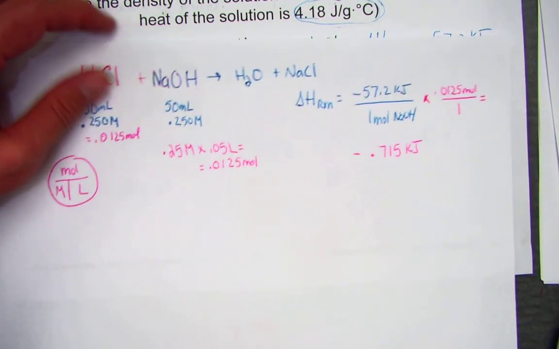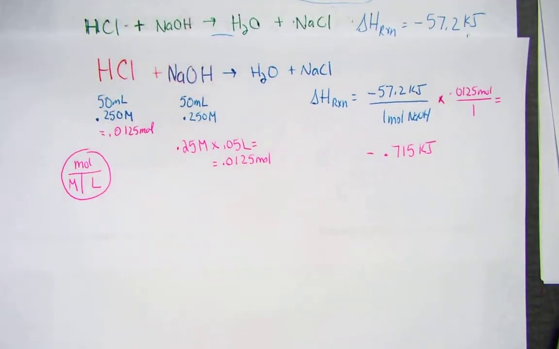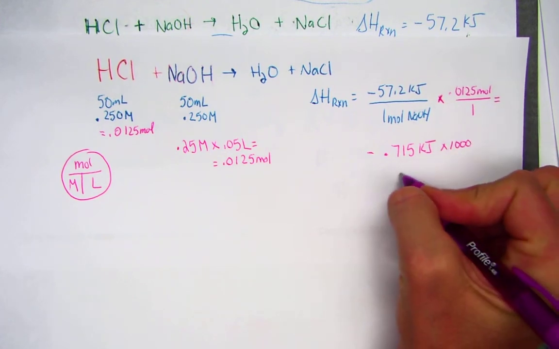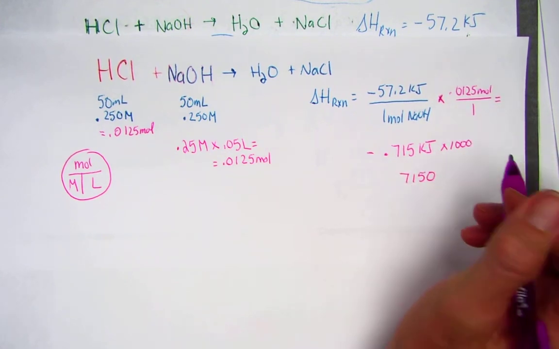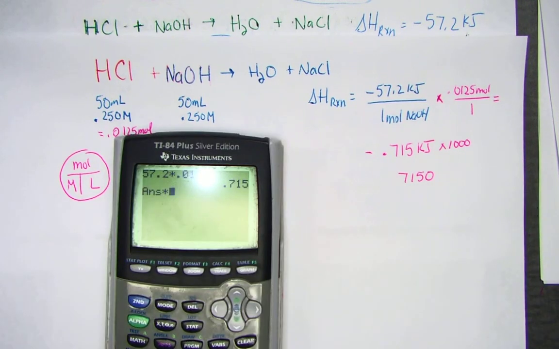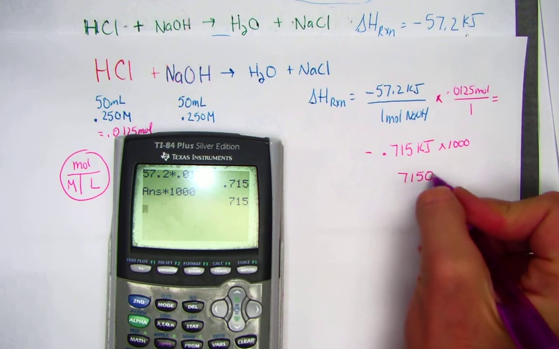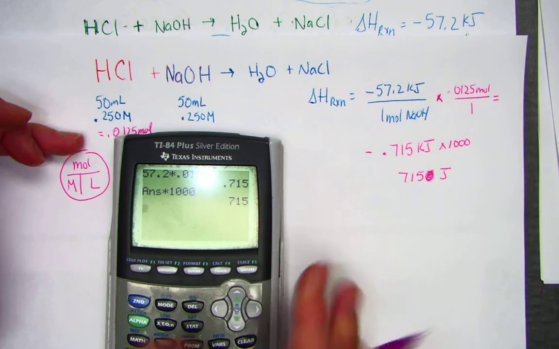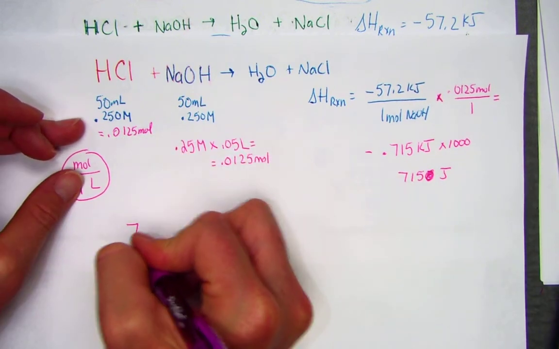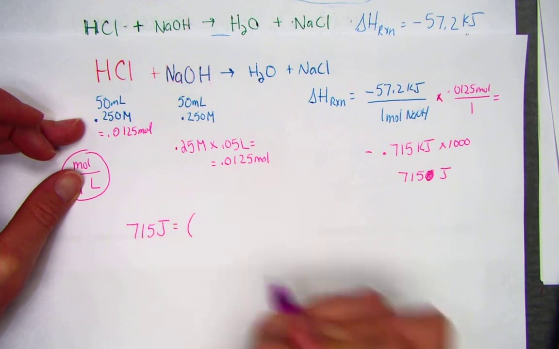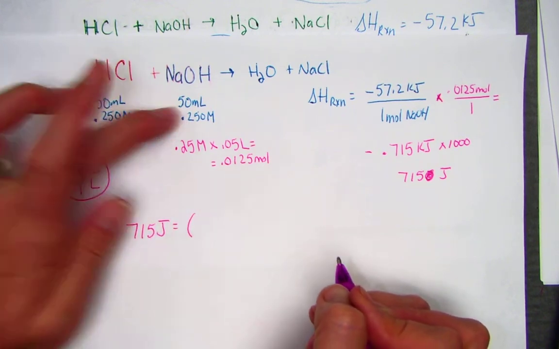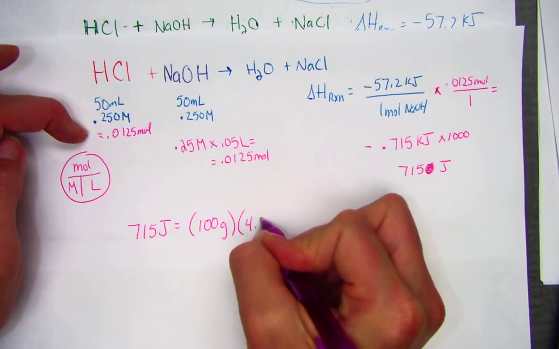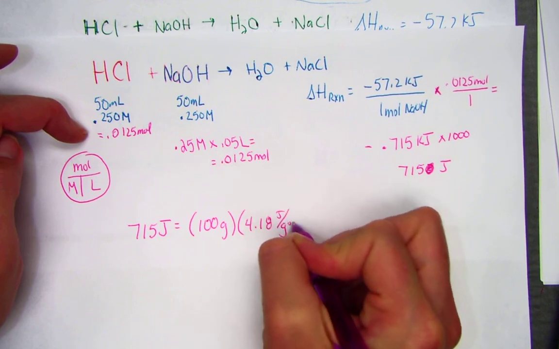Now I can go back to the mc delta T problem and work it with the correct joules of energy. I'm going to multiply this by 1,000. Maybe you just want to slide that over in your head. 715 joules of energy. That allowed me to get rid of the decimal, put it into joules. 715 joules of heat is equal to the combined mass of the solution, 100 grams, times the specific heat. Water is our solvent, so 4.18 joules per gram Celsius.